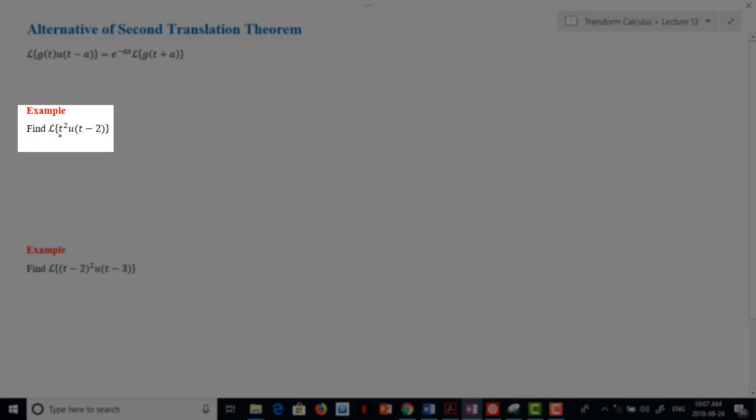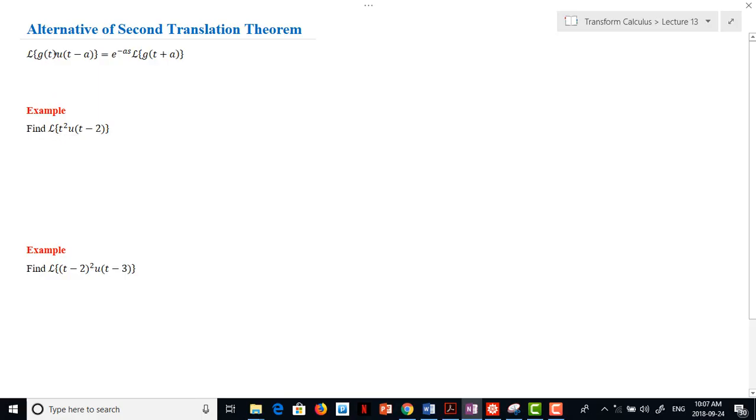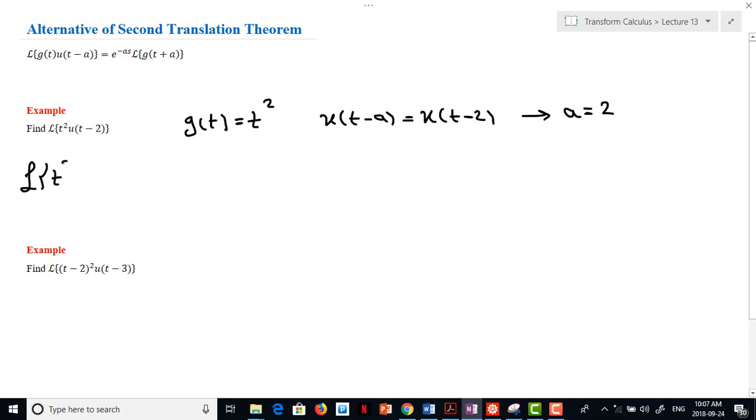If you just compare this function with the alternative form of the second translation theorem, we can see that g(t) is equal to t squared, and u(t minus a) in our example is u(t minus 2). As a result, a is equal to 2. So I can use the alternative form of the second translation theorem to find the Laplace transform of t squared u(t minus 2).